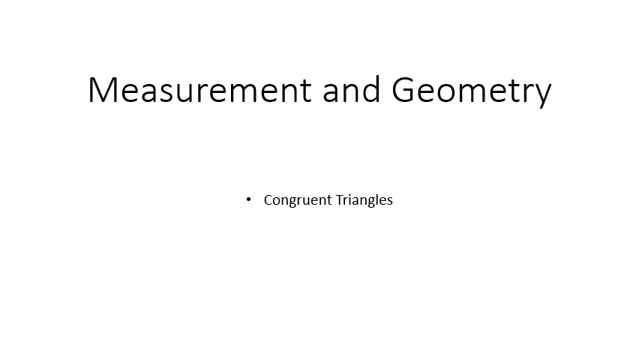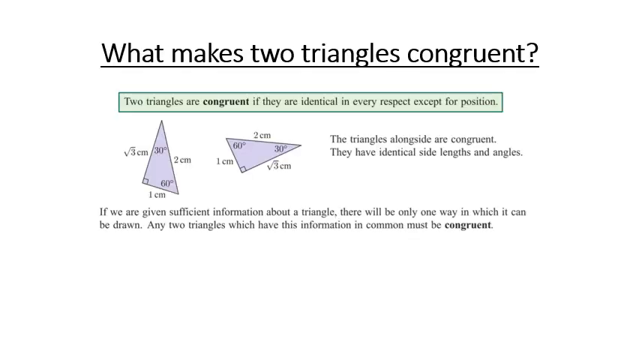This video tutorial looks at the mathematical strand of measurement and geometry, and more specifically we're going to focus our understanding on determining congruent triangles. So what is it that makes two triangles congruent?